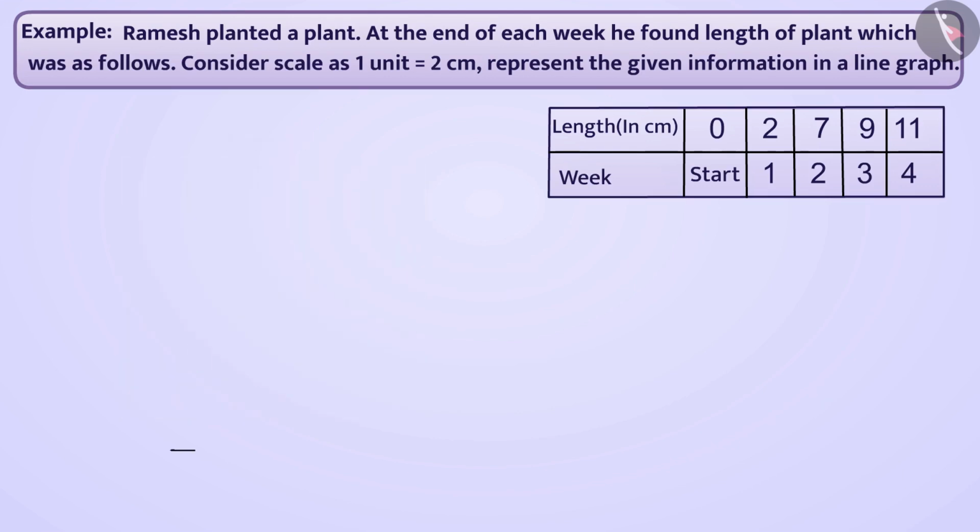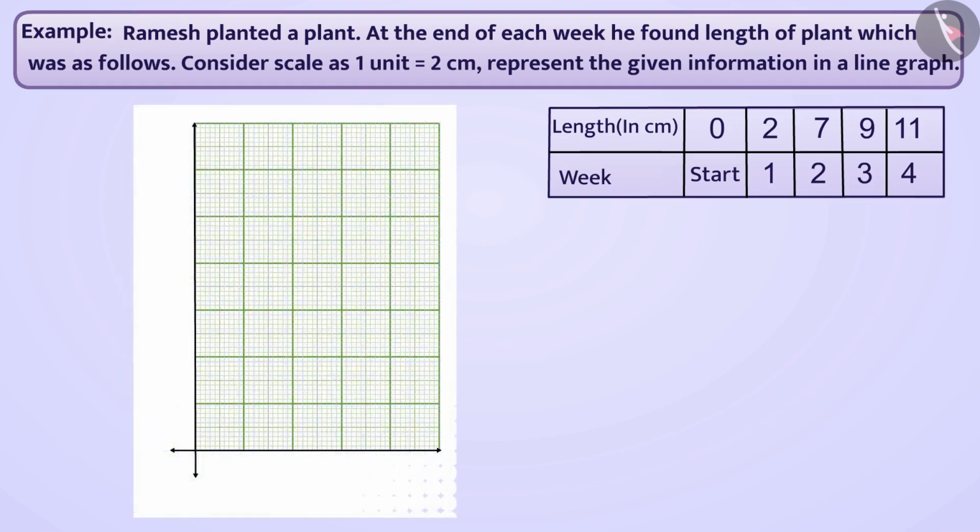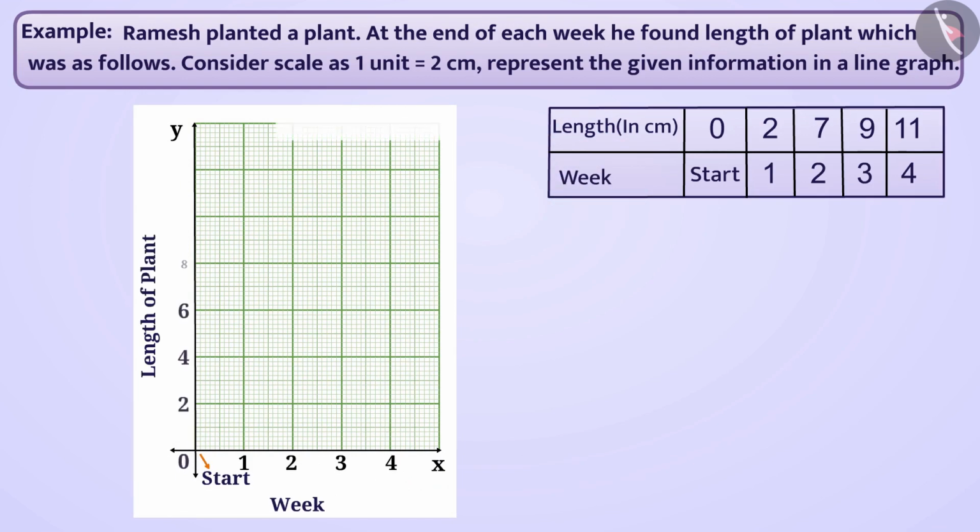Draw two mutually perpendicular lines on the paper. The horizontal line is the x-axis and the vertical line is the y-axis. We will show the time in weeks on the x-axis. Similarly, we will show the length of the plant on the y-axis by taking a scale of 1 unit equal to 2 cm. As the maximum value here is 11 cm, we will end the length on the y-axis at a greater number such as 12 cm.